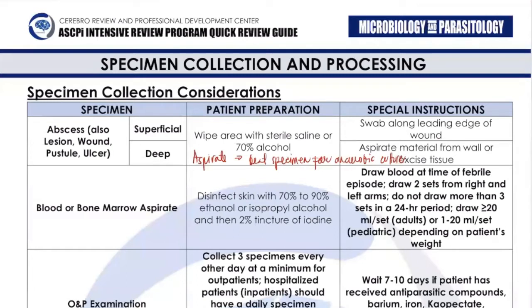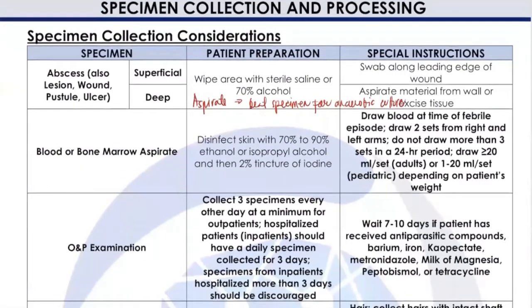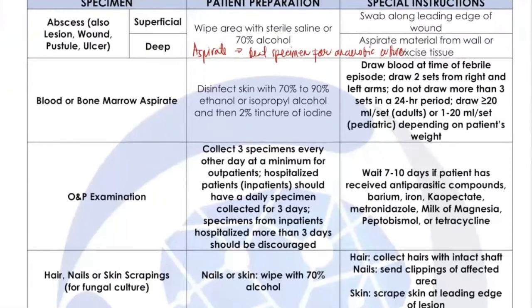Next we have the blood or bone marrow aspirate. First we are going to disinfect the skin with 70 to 90% ethanol or isopropyl alcohol and then 2% tincture of iodine. I bet we all know that this is our usual disinfectant combination when it comes to the collection of specimens for blood culture. That is always an alcohol-iodine combination. We draw blood at the time of a febrile episode, or best, before the fever spikes. That is the best time to collect the specimen for blood culture.